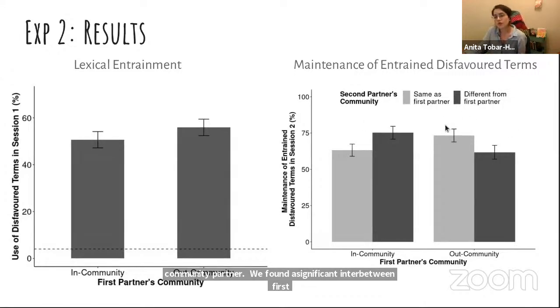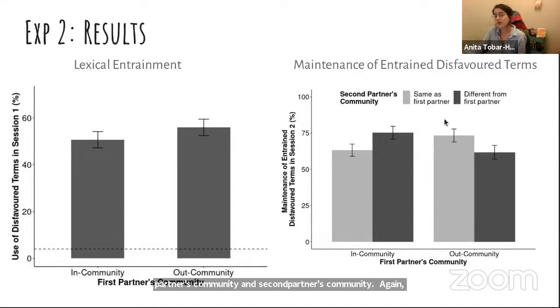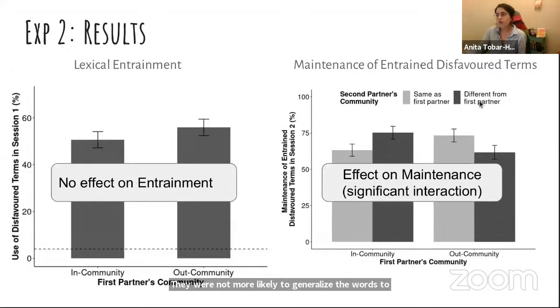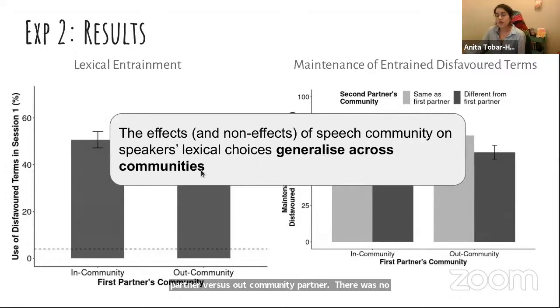So again, what happened here was that when participants entrained to an out-community partner in the first session, they were more likely to generalize that word to out-community partners from the same community versus in-community partners. But when they entrained to an in-community partner in the first session, they were not more likely to generalize that word to another in-community partner versus an out-community partner. So there was no effect on entrainment, there was an effect on maintenance, there was a significant interaction again, which suggests that the effects and non-effects of speech community on speakers' lexical choices generalize across communities.